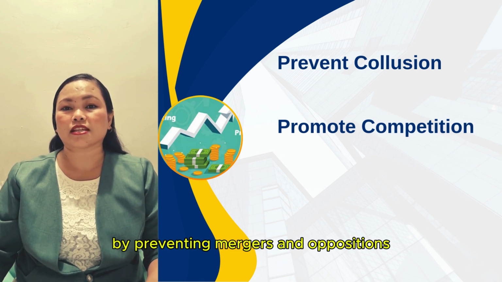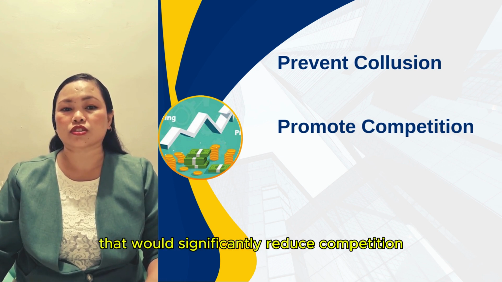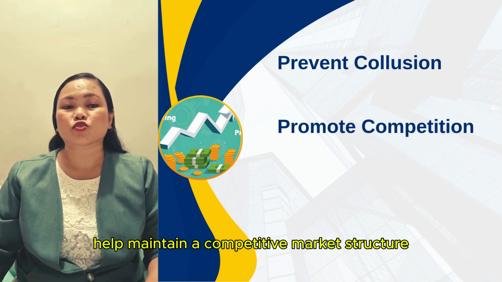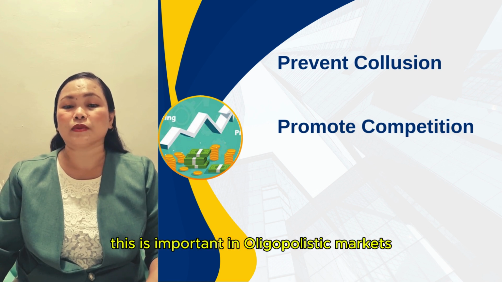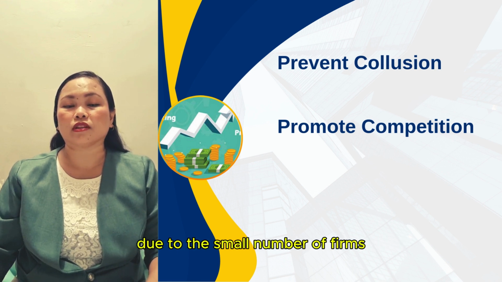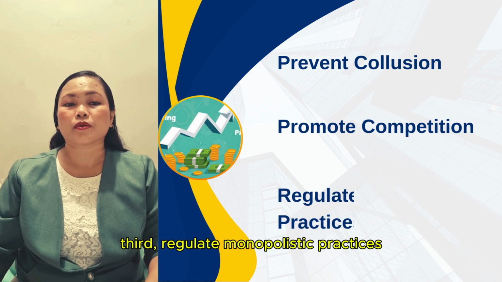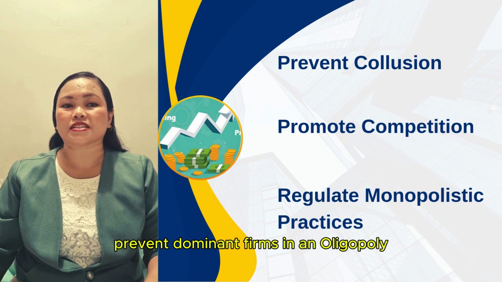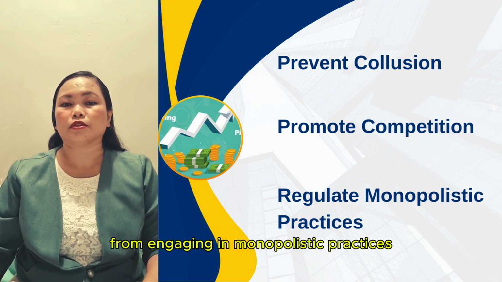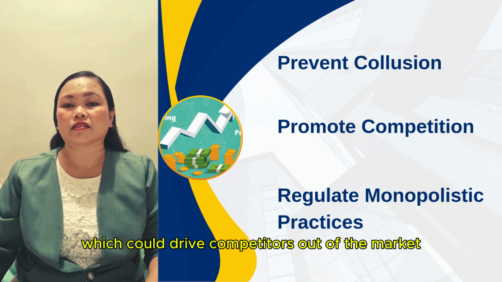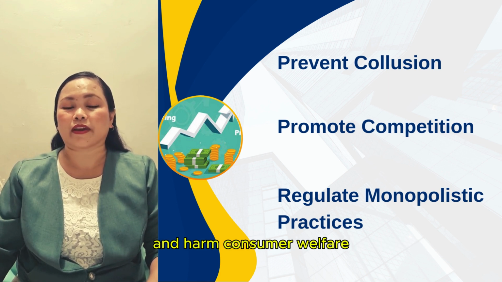By preventing mergers and acquisitions that would significantly reduce competition, antitrust laws help maintain a competitive market structure. This is important in oligopolistic markets where the risk of reduced competition is high due to the small number of firms. Third, regulate monopolistic practices. Antitrust laws prevent dominant firms in an oligopoly from engaging in monopolistic practices, such as predatory pricing or exclusive agreements, which could drive competitors out of the market and harm consumer welfare.